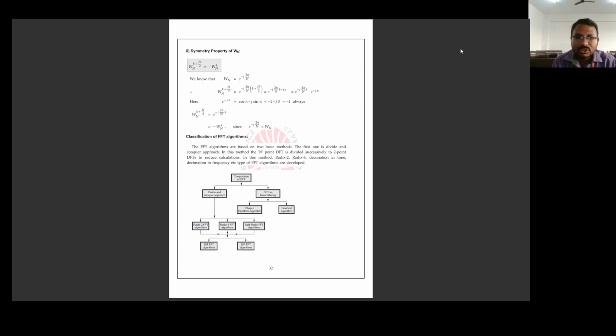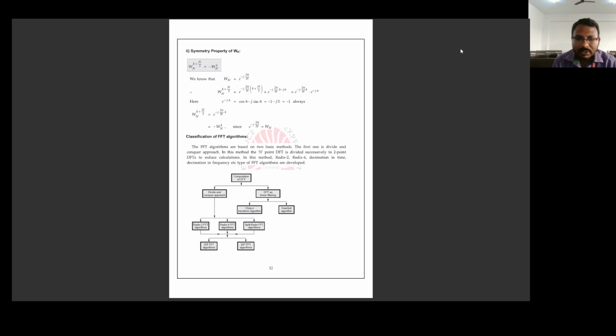This is the classification of the fast Fourier transform. The computation of DFT is divided into two parts. The first one is the divide and conquer approach. The second one is DFT as linear filtering. This linear filtering consists of two algorithms, that is the chirp Z transform algorithm and the Goertzel algorithm.